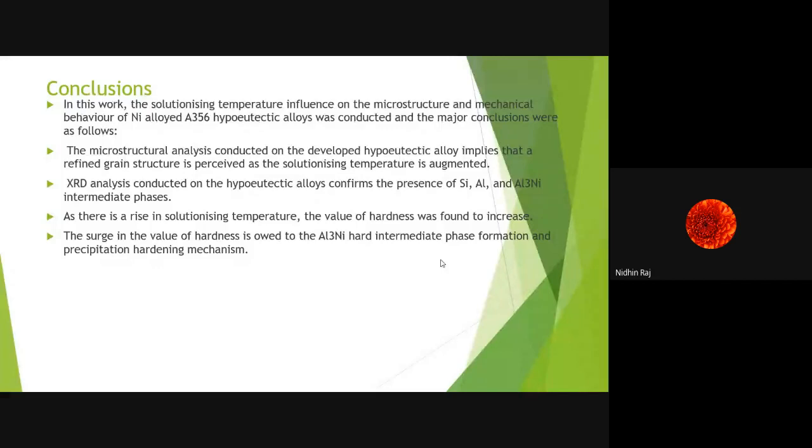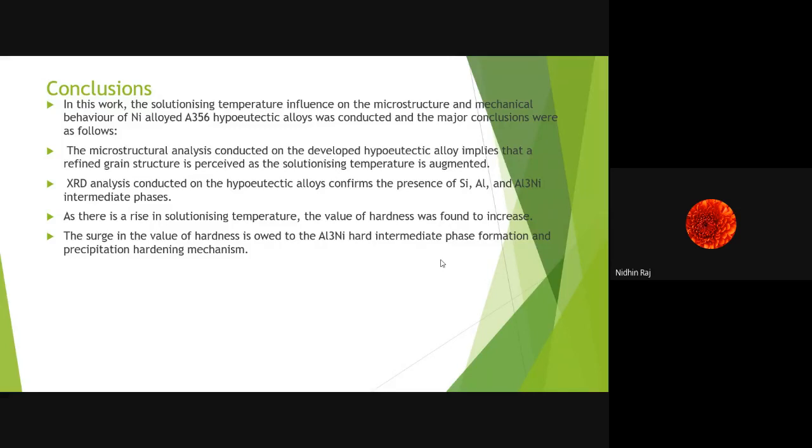Now, the XRD analysis conducted on the hypoeutectic alloys confirmed the presence of silicon, aluminum, as well as Al3Ni intermediate phases. As there is a rise in the solutionizing temperature, the value of hardness was found to increase. The increase in hardness is because of the hard Al3Ni intermediate phases that formed here, and also due to the precipitation hardening mechanism.